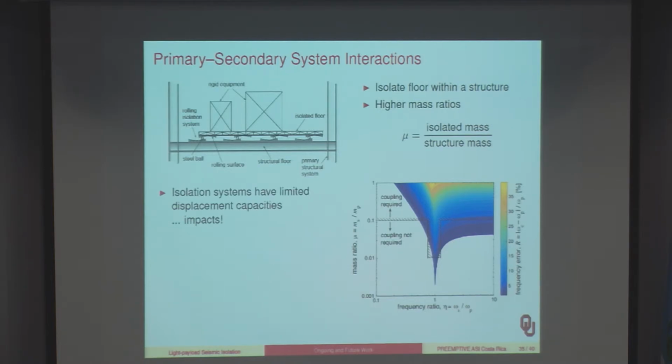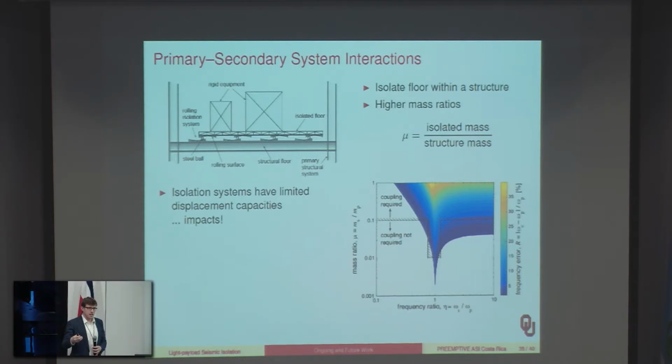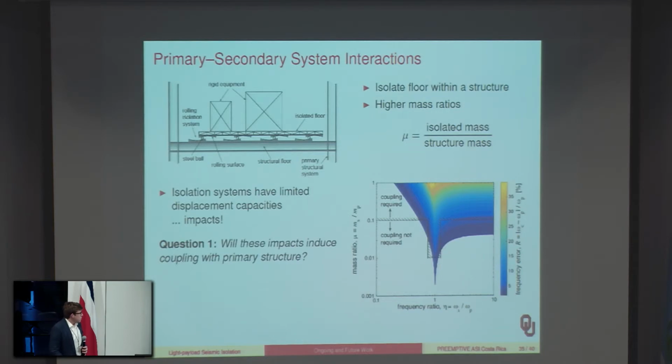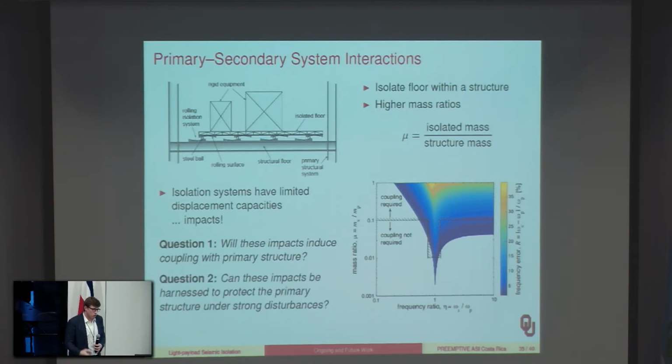So now what we're actually trying to do, again, is engineer impacts. So it's at those points of impact that we get really strong coupling between the isolation system and the primary structure. So the questions that we're trying to answer are, will these impacts induce coupling? Can I still believe this is based on linear theory, and I'm very much outside of linear theory at this point? Do these assumptions still hold? But the more important question that we're trying to address is, can we actually engineer these impacts to be beneficial to both the structure and the isolation system?